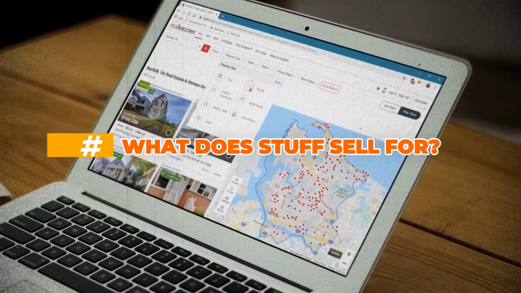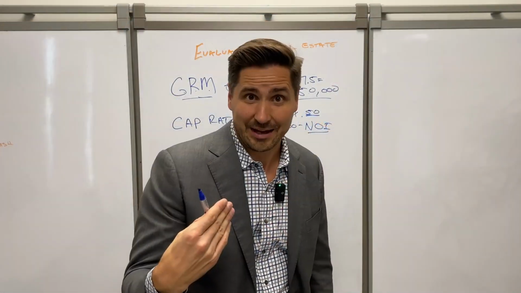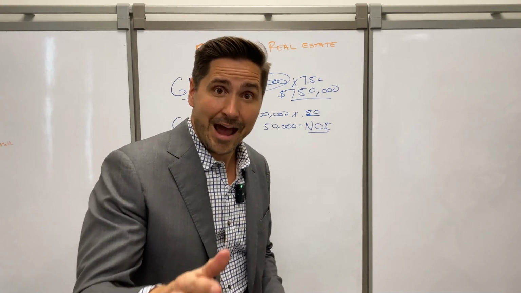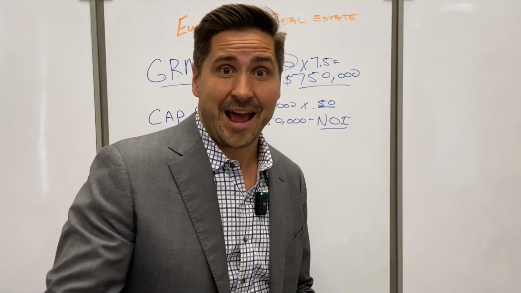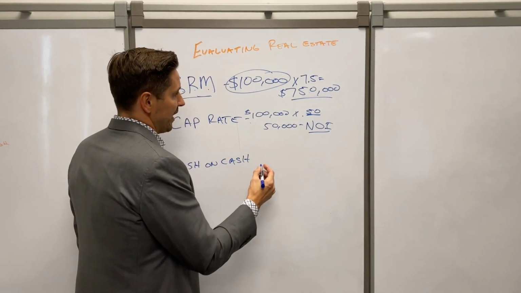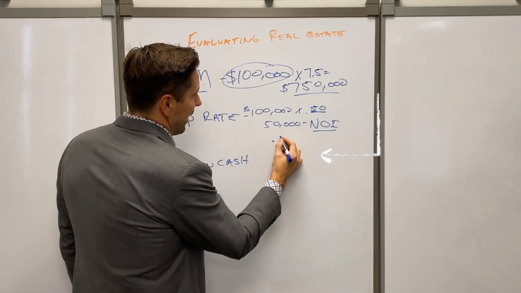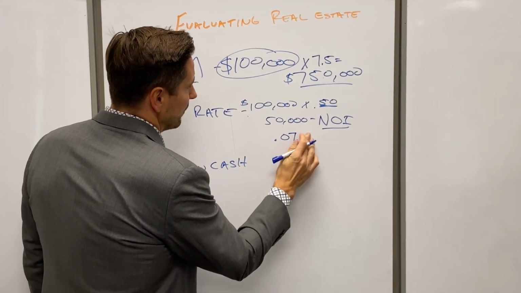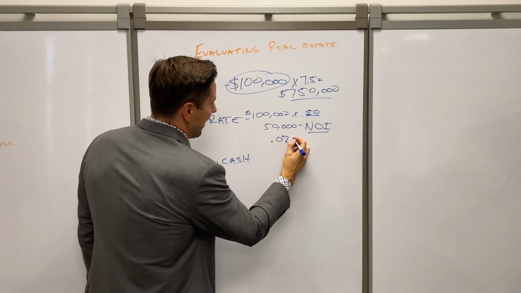Just like we found out the GRM, and that's where a realtor like me comes in that can tell you, hey, the GRMs in Champaign-Urbana are 7.5. The cap rates are around 6.5 to 7.5. Let's say the cap rate is 7.5%. So you take this and you divide this by 0.075, okay?